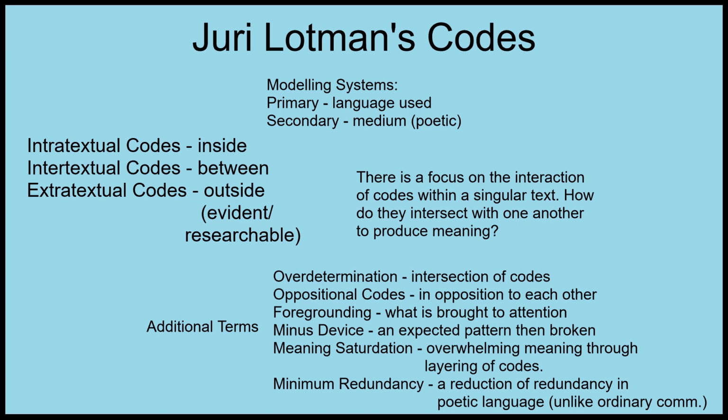So, in very simple terms, intratextual codes are codes that are inside a poem. Think about it like the rhyme scheme that it uses, the words that it uses, how it specifically lays itself out, and so on. Whereas an intertextual code is the relation between texts.